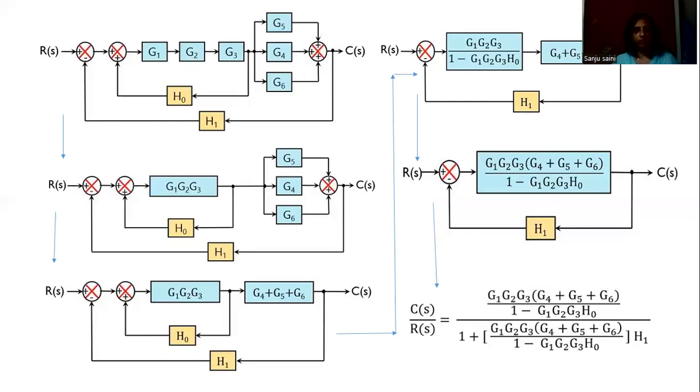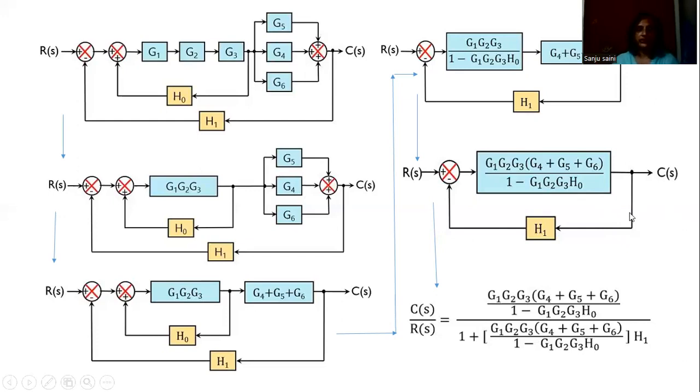We'll just keep on reducing the blocks by the application of the rules that we have discussed, and within a few steps we'll be able to get the overall transfer function of the system. So that is the way we get the overall transfer function of the system.